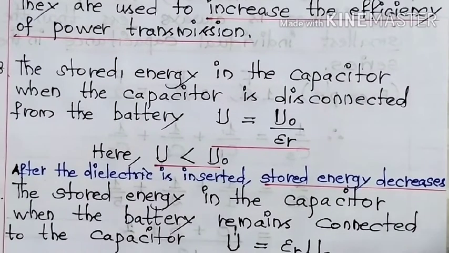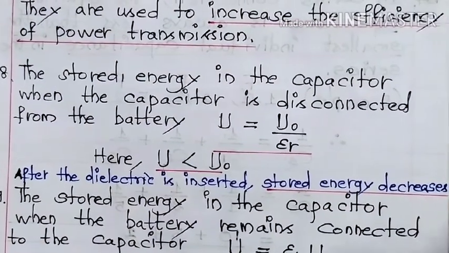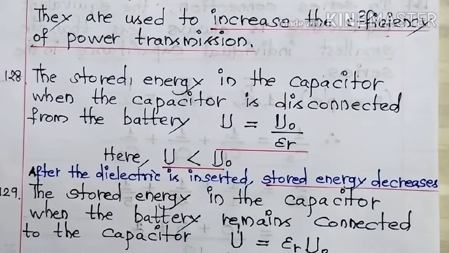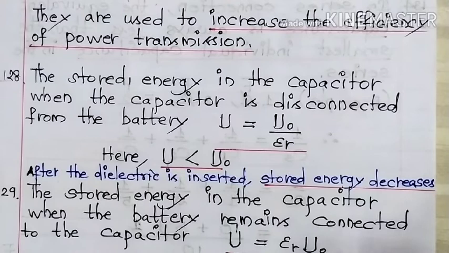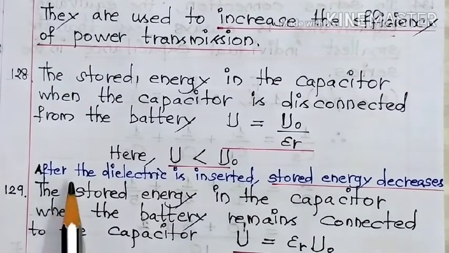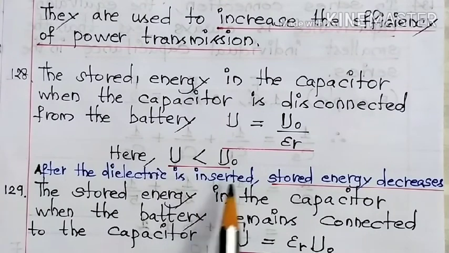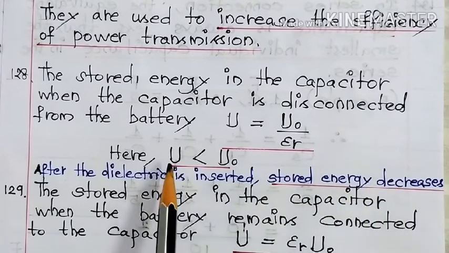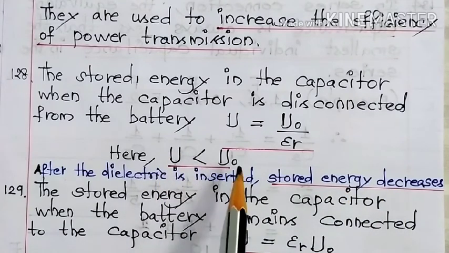What does it mean? What is meant by a dielectric? Dielectric is an object which doesn't conduct electricity. So after the dielectric is inserted in between the plates of a capacitor, the stored energy decreases. That's why U becomes less than U naught.